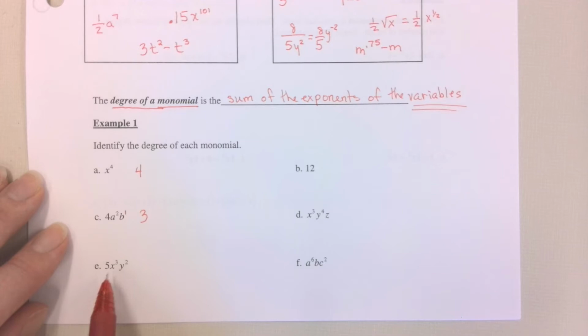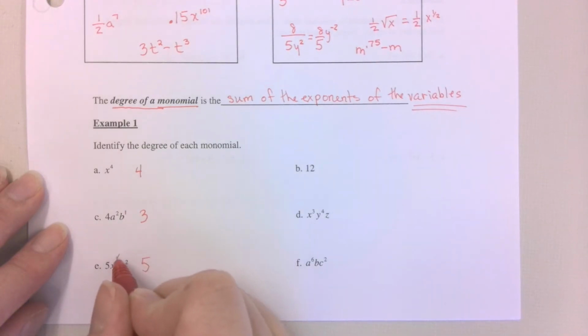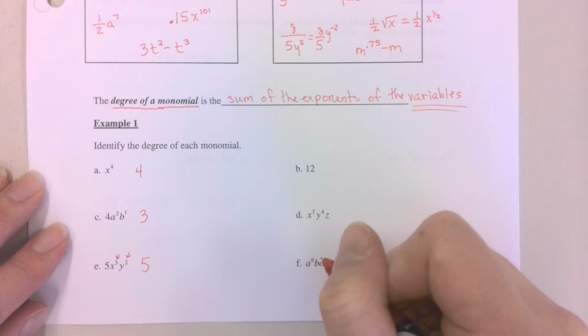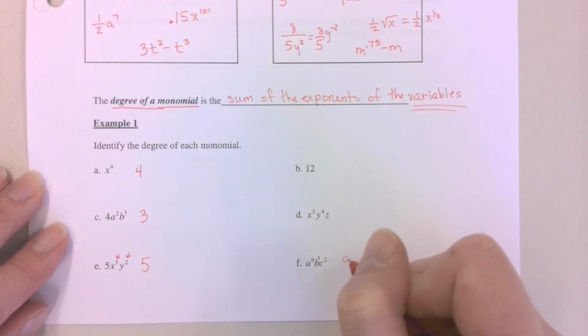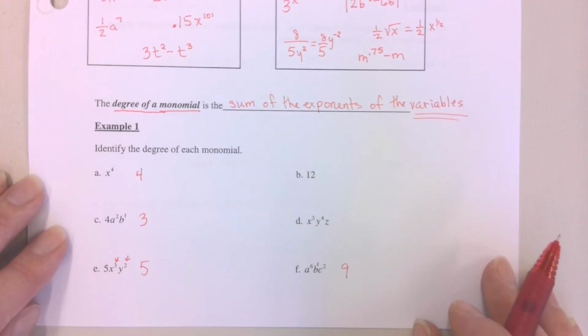Part E, 5x to the third, y to the second, the degree is 5. It comes from the degrees of the variables. I'm going to jump over here and work my way up. A to the sixth, B to the first, C to the second. So the degree should be 9. If it helps you to put that little 1 there, do so you don't forget it.